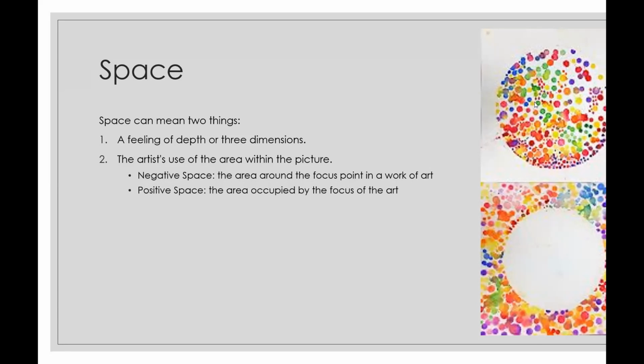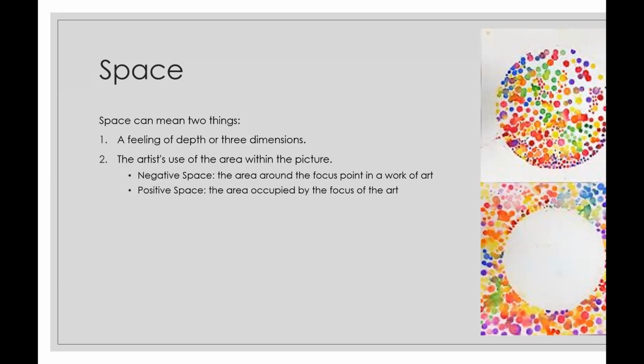So let's look at this example at the top. All the rainbow dots are inside of the circle on the inside. So we focus on that part of the art, and therefore it's called the positive space. And all of this empty area around it is called negative, because we're not looking at that.